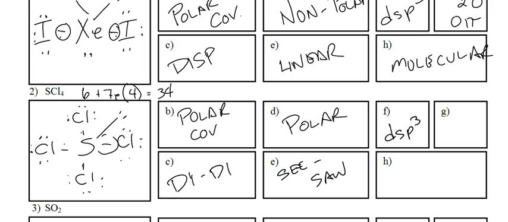We have 1, 2, 3, 4 single bonds, so 4 sigma, and there's no double or triple, so 0 pi. And again, this is 2 different kinds of nonmetals, so a molecular solid. Okay.